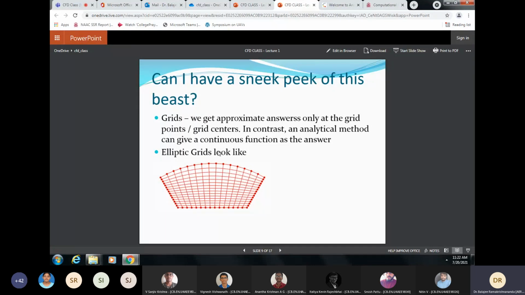This is a type of grid called elliptic grid. If you seek solutions in the domain bounded by the boundaries of this area, inside that and on the domain boundary, you seek solution only at the points or the intersection of two grid lines. Okay, so they form this kind of pattern. So this looks pretty smooth. For some purpose, a grid is generated.